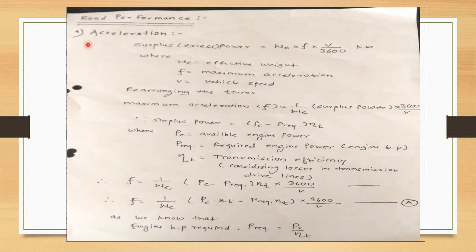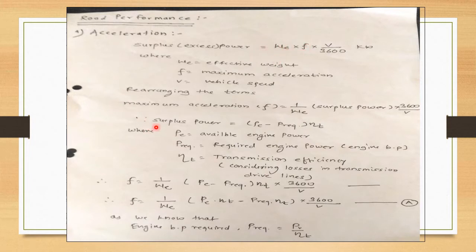To get the vehicle accelerated we require surplus or excess power, and this surplus or excess power is equal to effective weight into acceleration into speed divided by 3600 kilowatt. Here WE stands for effective weight, F stands for maximum acceleration, V is vehicle speed. Now rearranging the terms, the maximum acceleration is equal to 1 upon effective weight into surplus power into 3600 divided by V. This is only rearranging the terms in the first equation.